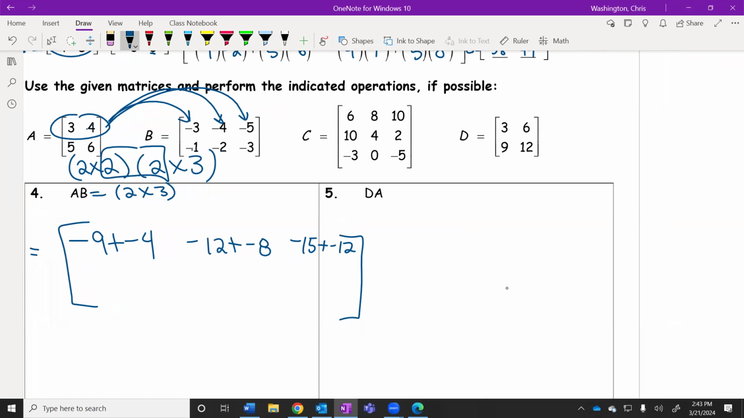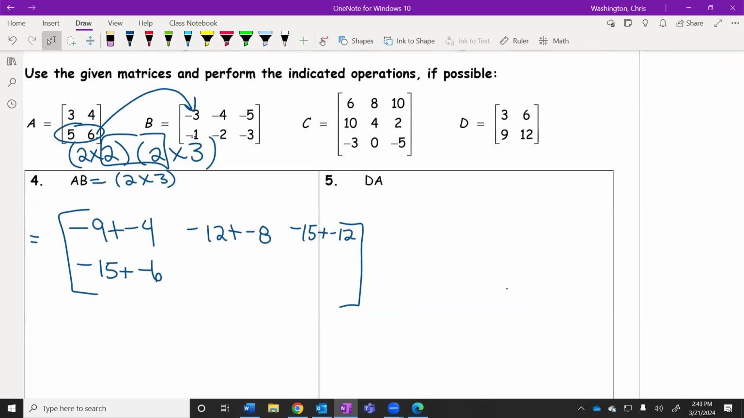Now we have to do the second row. So the 5 and the 6. 5 times negative 3 is negative 15. 6 times negative 1 is negative 6. So we have the adult ticket plus the child ticket. We're adding those together, or the revenue. The adult revenue plus the child revenue.